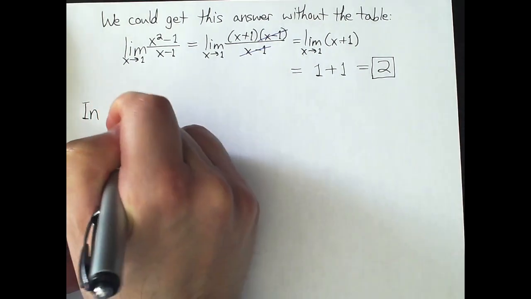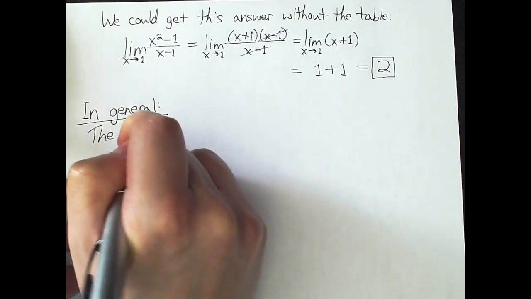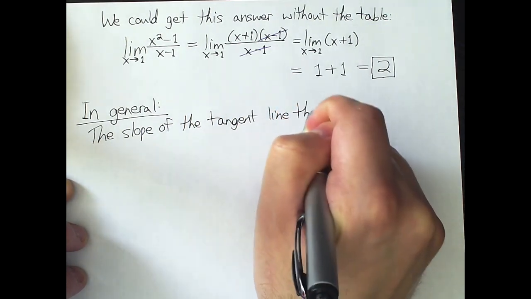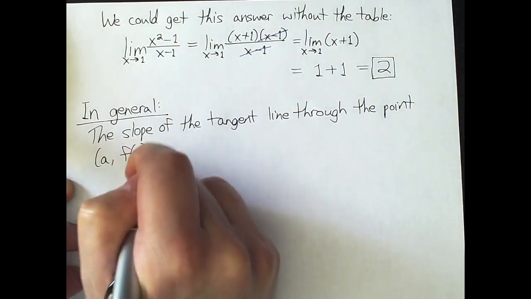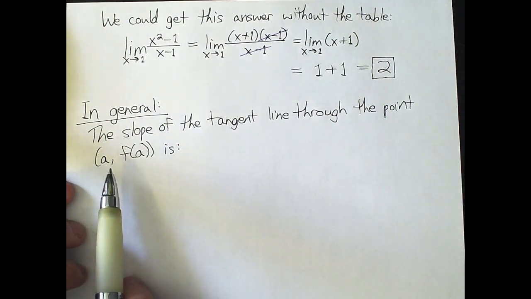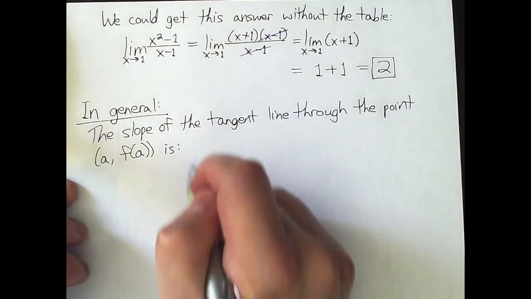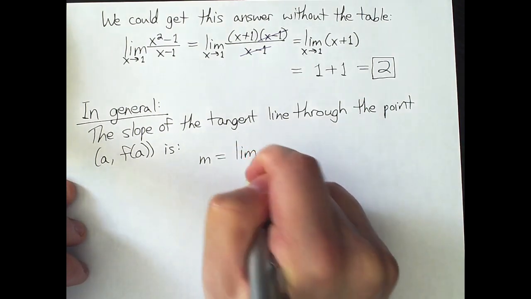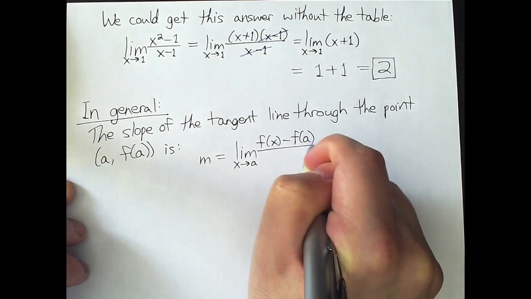So in general, let's step away from the parabola example and let's just be more general. The slope of the tangent line through the point a comma f of a is, this is basically the 1, 1 that we were using. So I'm trying to be more general, so I'm not writing 1, 1, but that's basically what it was in that example. It is, well, we usually call slope by the letter m, so it turned out that it was the limit as x approaches a of f of x minus f of a over x minus a.